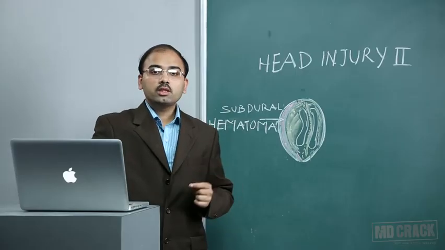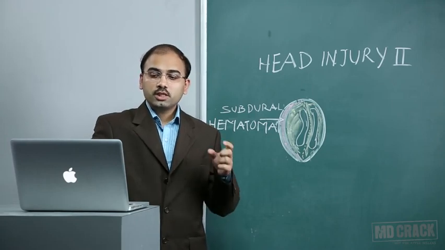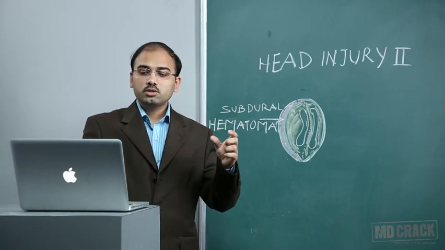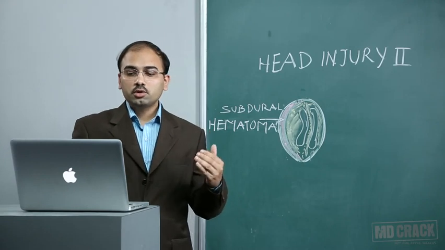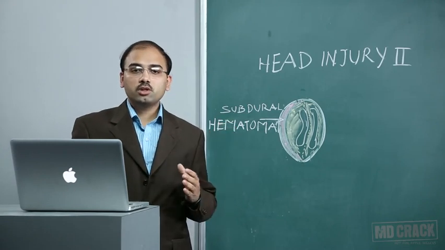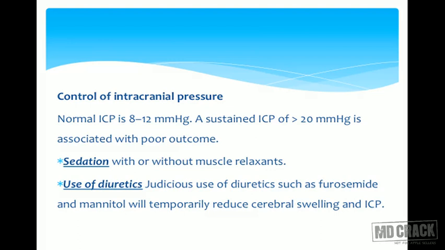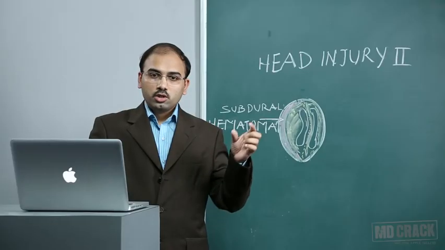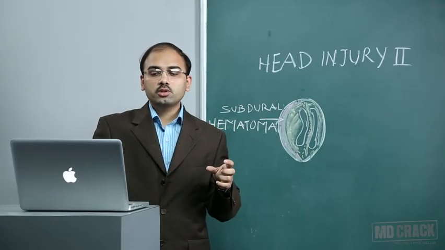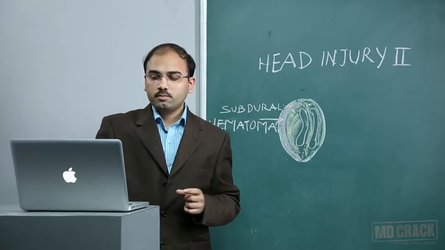So how to control intracranial pressure? You have to sedate the patient. It will reduce the intrathoracic pressure and it will reduce the intracranial pressure respectively. You can sedate the patient with or without muscle relaxant. You can use diuretics. Judicious use of diuretics such as furosemide and mannitol will temporarily reduce cerebral swelling and intracranial pressure. So agents which can reduce intracranial pressure are furosemide and mannitol.